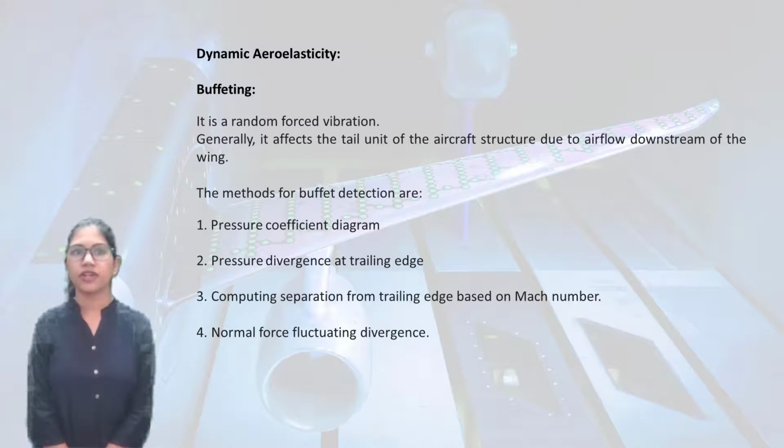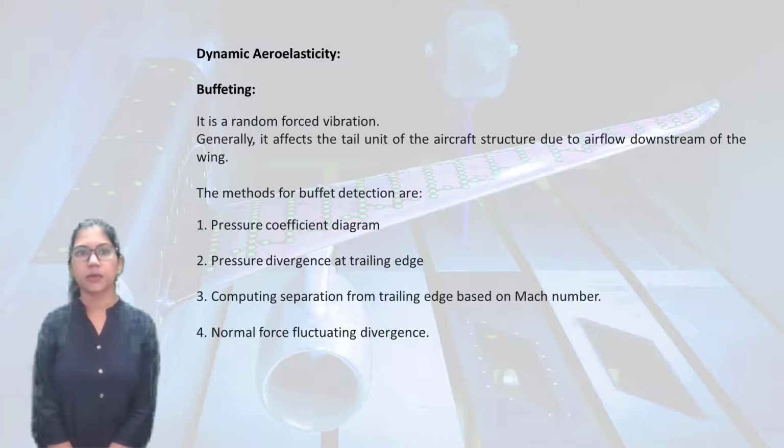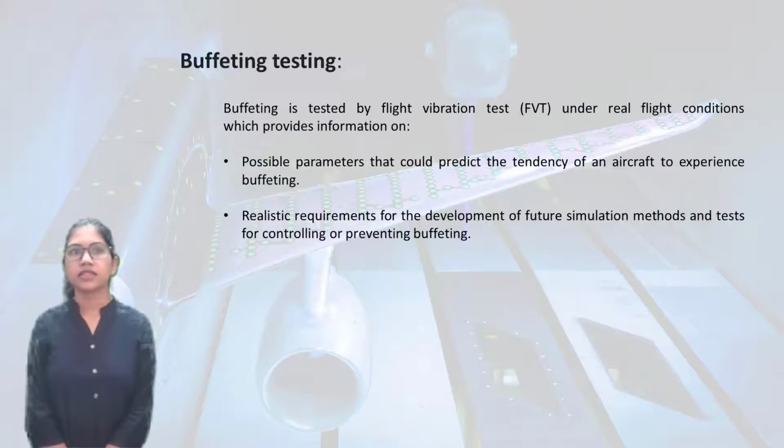The methods for buffet detection are: first, the pressure coefficient diagram; second, the pressure divergence at the trailing edge; third, computing separation from the trailing edge based on Mach number; and last, the normal force fluctuating divergence. Next is buffeting testing. Buffeting testing is done by the flight vibration test, that is FVT, under real flight conditions. Possible parameters that could predict the tendency of an aircraft to experience buffeting are: first, the realistic requirements for the development of future simulation methods and tests for controlling or preventing buffeting.